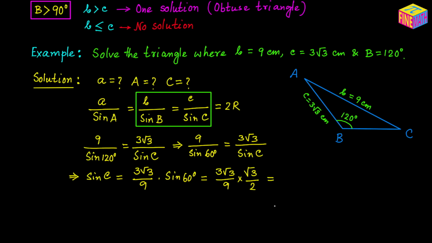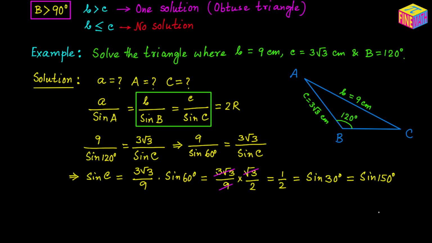And if we simplify this quantity, this is actually 1/2, because the numerator becomes 9, and we have a 9 in the denominator, so they cancel each other out, and we are left with just 1/2. This can be written as sine of 30 degrees, and also as sine of 150 degrees. Now in this case, which one should we take?